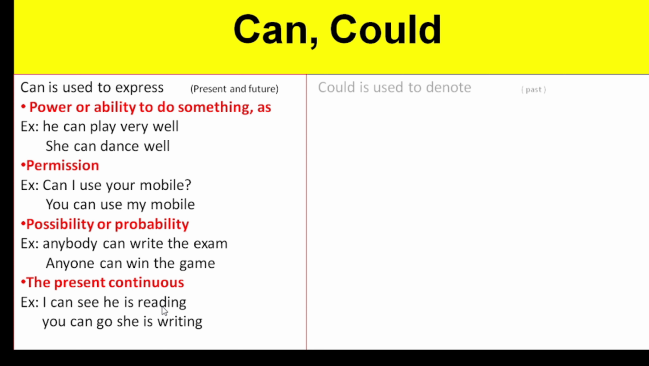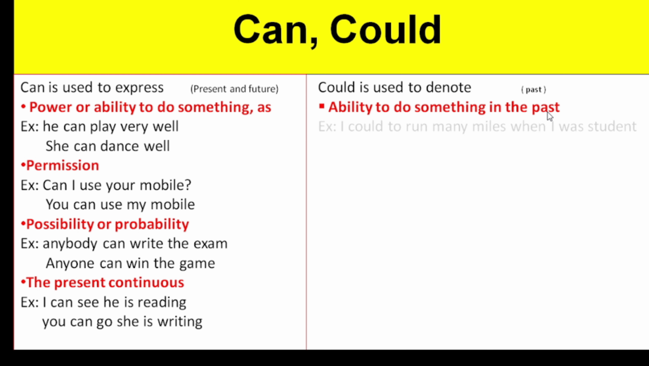Look at could. So could is used to denote the past, and we also use could for very polite expressions. Here could shows ability to do something in the past, what you were doing in the past. Look at this: I could run many miles when I was a student, but now he has grown up, so he is unable to run. But when he was a student, he used to run many miles. That shows could shows the past tense.